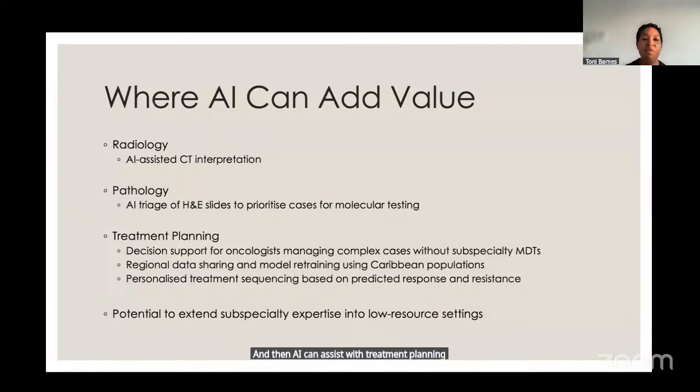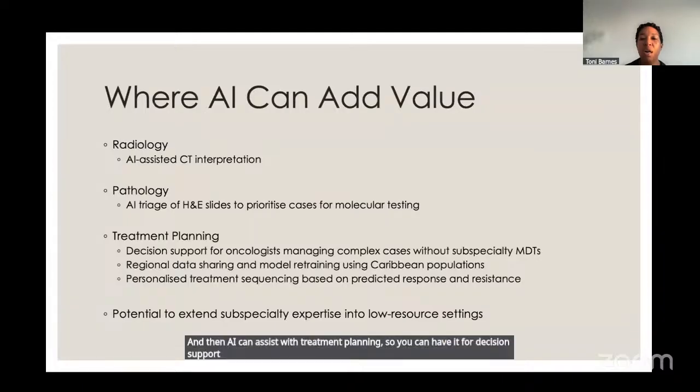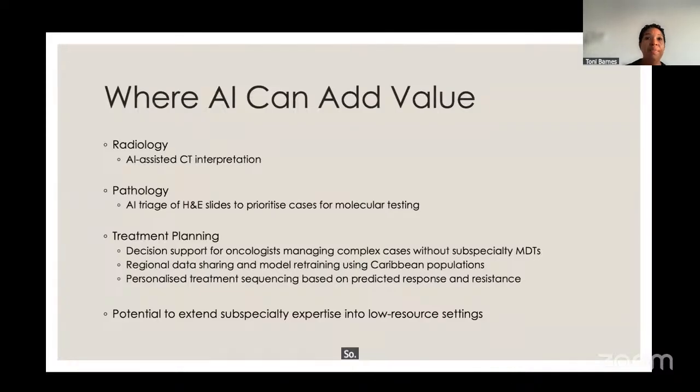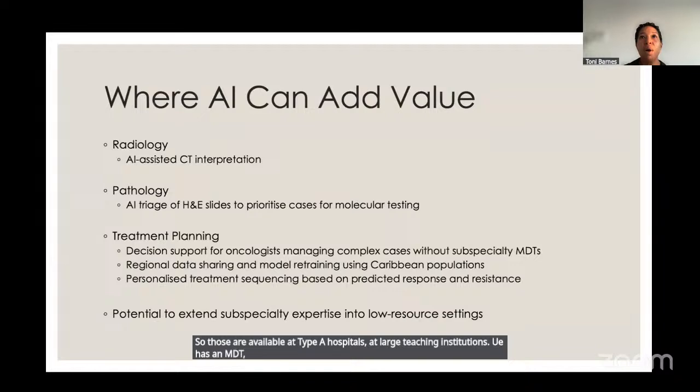So you can have it for decision support for oncologists who are managing complex cases and do not have access to subspecialty MDTs. So those are available at Type A hospitals, at large teaching institutions. UWI has an MDT, KPH, but smaller sites do not. Can AI help there? Can we do regional data sharing?